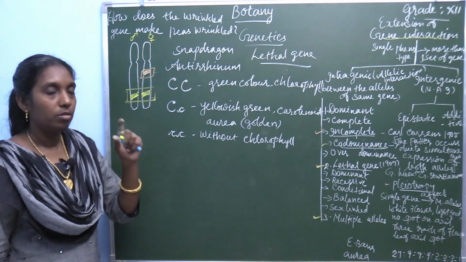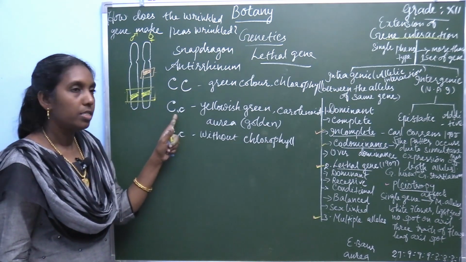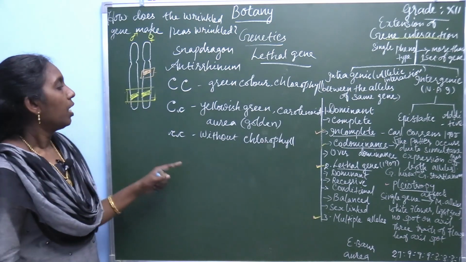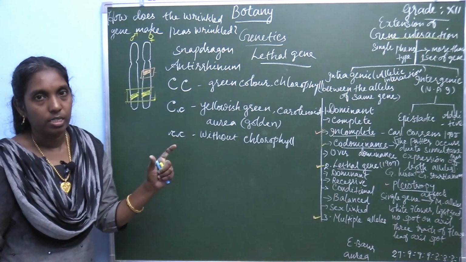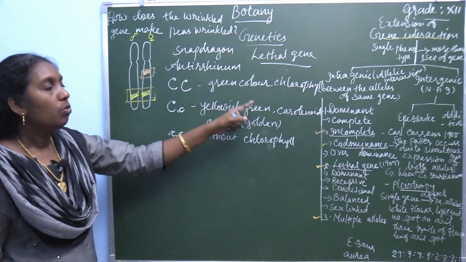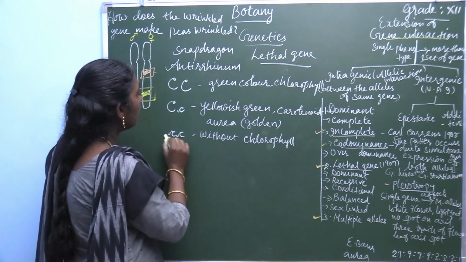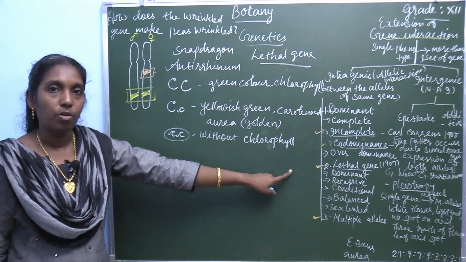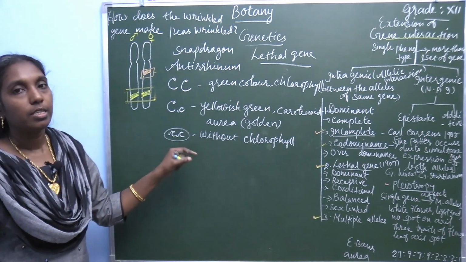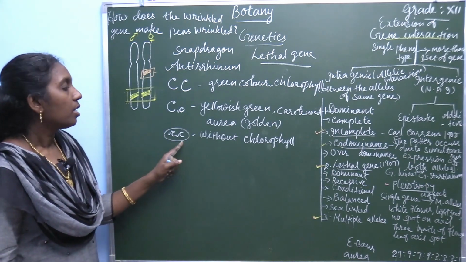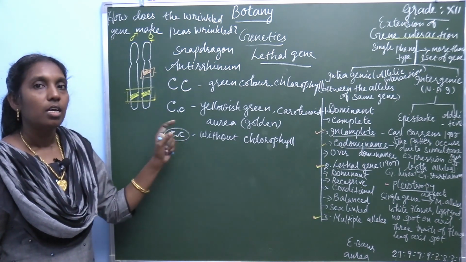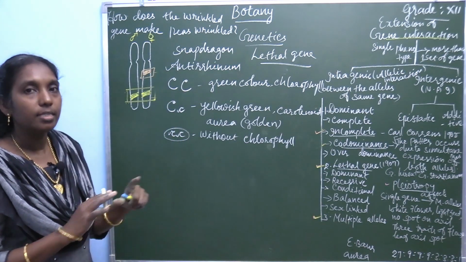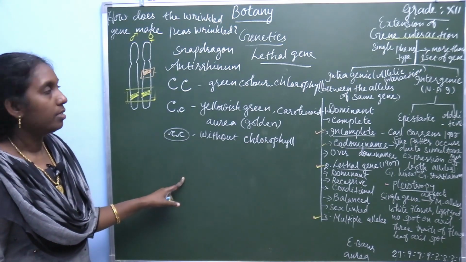The heterozygous, the hybrid, is capital C small c, and the recessive is small c small c. When these plants were crossed, to some extent it produces plants without chlorophyll, small c small c. If it is producing without chlorophyll, the plant dies, it becomes lethal. So in some cases, lethal genes, either in the dominant gene or the recessive gene, cause death of the organism, and are called lethal genes.